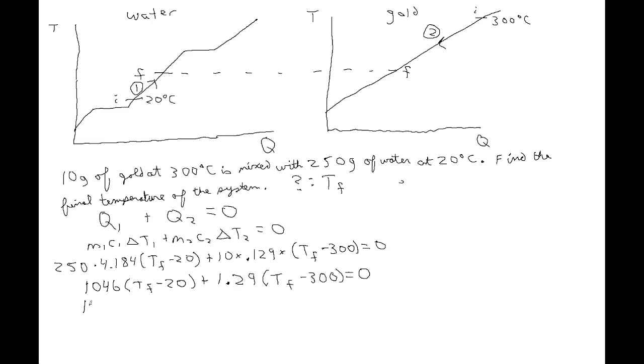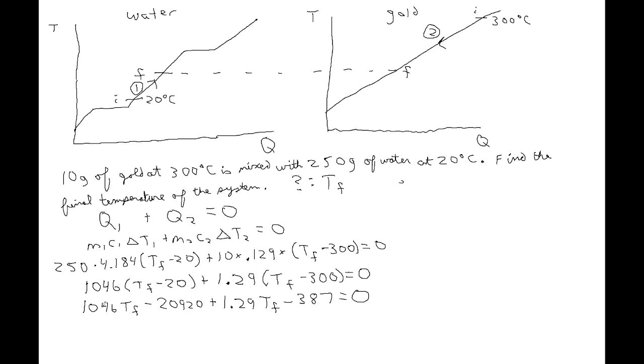So using the distributive rule, this would be 1046 TF minus 20 times 1046. 20 times 1046 is 20,920. And now we use the distributive law again. So this should be 1.29 times TF, because here we had to multiply 10 times 0.129. And then it would be 1.29 times 300, which is 387. So again, the mistake we made was that we forgot that we were multiplying the 0.129 times the mass of 10. So that should have given us 1.29 at this point. Instead, for some reason, we went back and wrote 0.129, which was wrong. Anyway, I think I'm doing it correctly now.